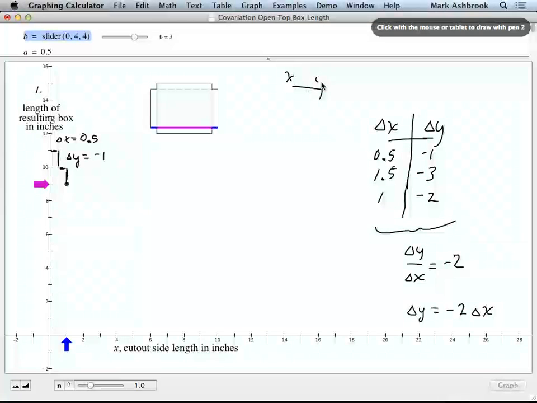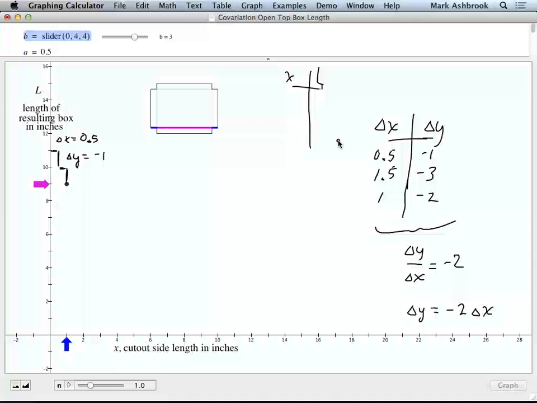All right, so yes, that's a mathematician right there. Let's analyze the numbers. So what do we know? We started out at X equals 0. L was 11. We increased it by a half, so we got to a cutout length of a half, and the length was 10. Then we did it again, same thing. We increased by a half and we got to 1, and what's it now? 9.